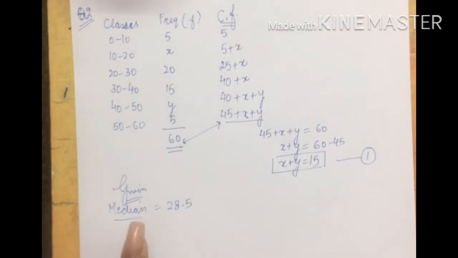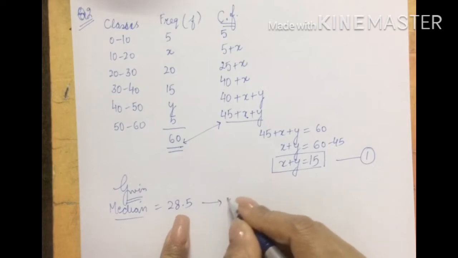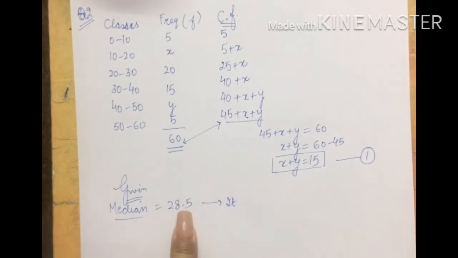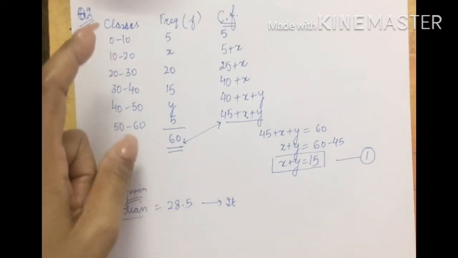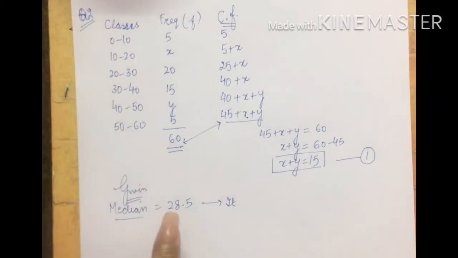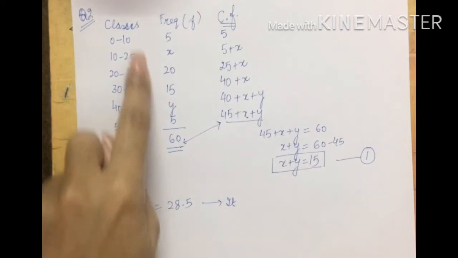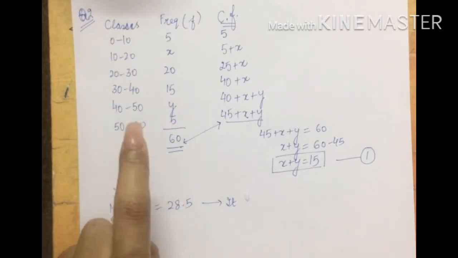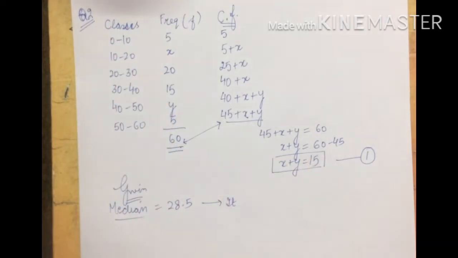So now it's time to use this fact that the median is 28.5. Since the median is 28.5, the median is a value from the observations. The observations are put in the form of these class intervals. So this value is a value somewhere in these classes. We have to identify that class. It's very easy.